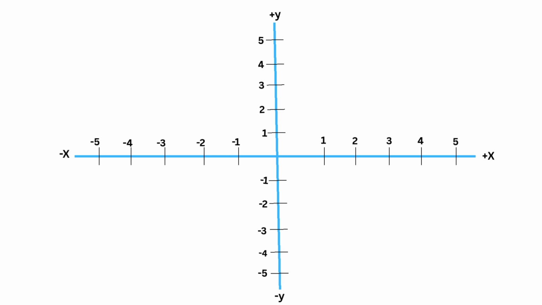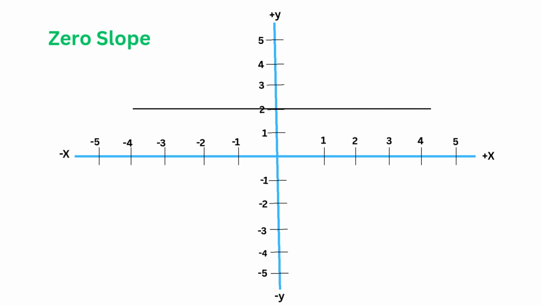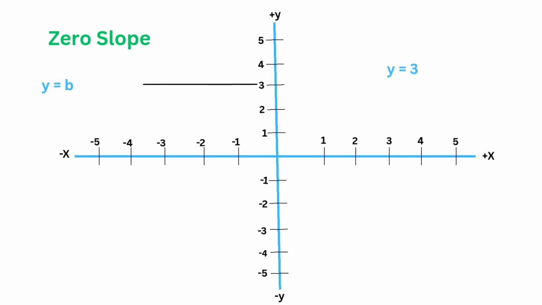If the slope is 0, it means the line is completely flat, a horizontal line. There's no vertical change between any 2 points, so y stays constant no matter what x is. The equation of such a line is written as y equals b, where b is any constant number. For instance, y equals 3 represents a straight horizontal line passing through the point 3 on the y-axis.